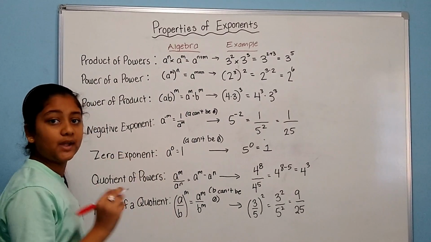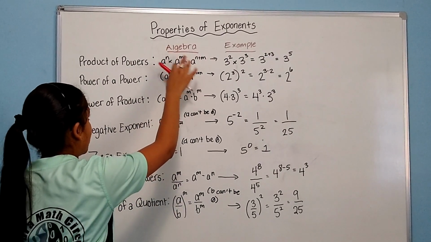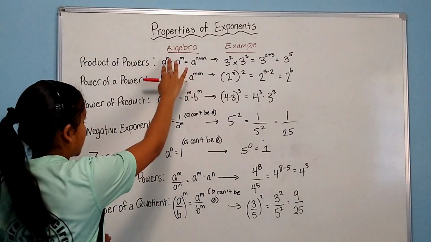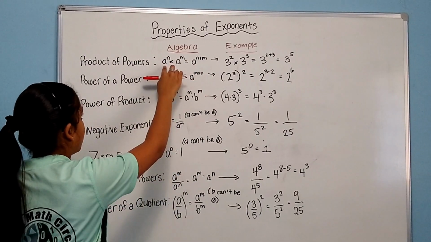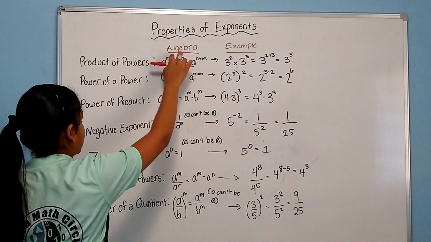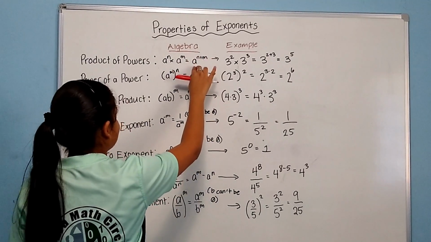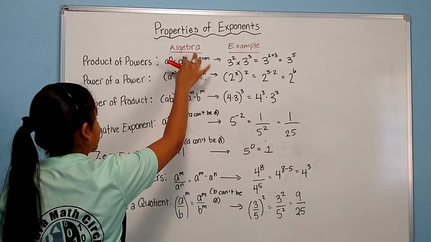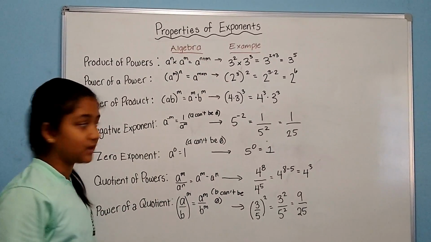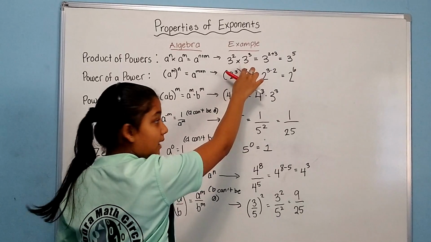So this can only work if the base is the same for both of the exponents. If it's a to the power of n times a to the power of m, what you need to do is keep the base the same and add the two powers, or the two exponents. So let's look at an example here.